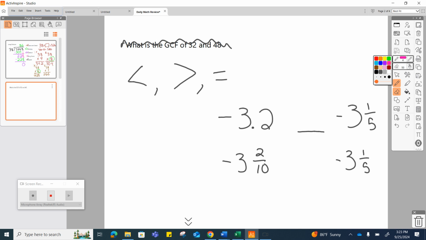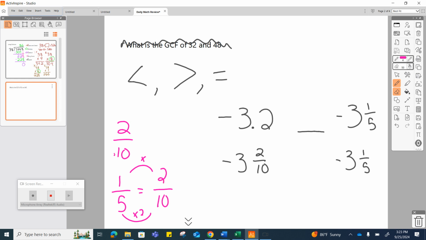Some of you might have caught on. 2/10 and 1/5. Okay? I can actually convert 1/5 to tenths and multiply by 2. So 1/5 is the same as 2/10.